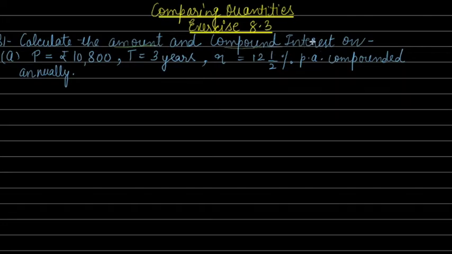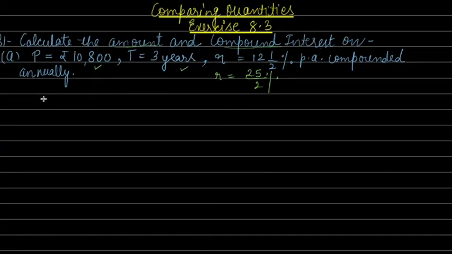We have already done the formulas for these two things. So the first case in this is principal 10,800 rupees given for 3 years at a rate of 12 1 by 2%. If we convert it to an improper fraction, 12 2s are 24 plus 1, 25 upon 2% per annum and compounded annually. When it is compounded annually, we will not make any changes in time and rate, as in the case of half yearly, where we have to make changes in time and rate.